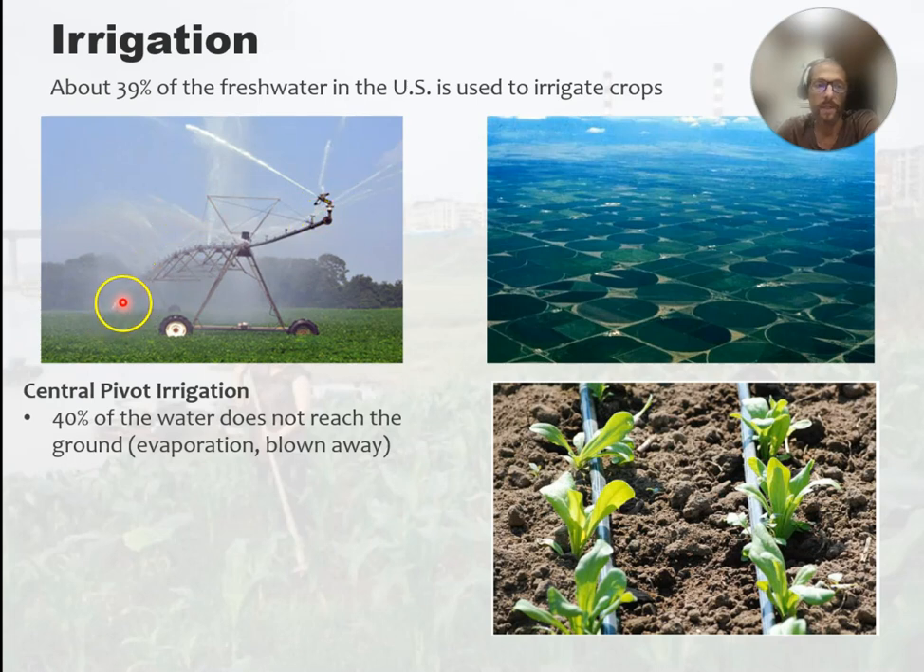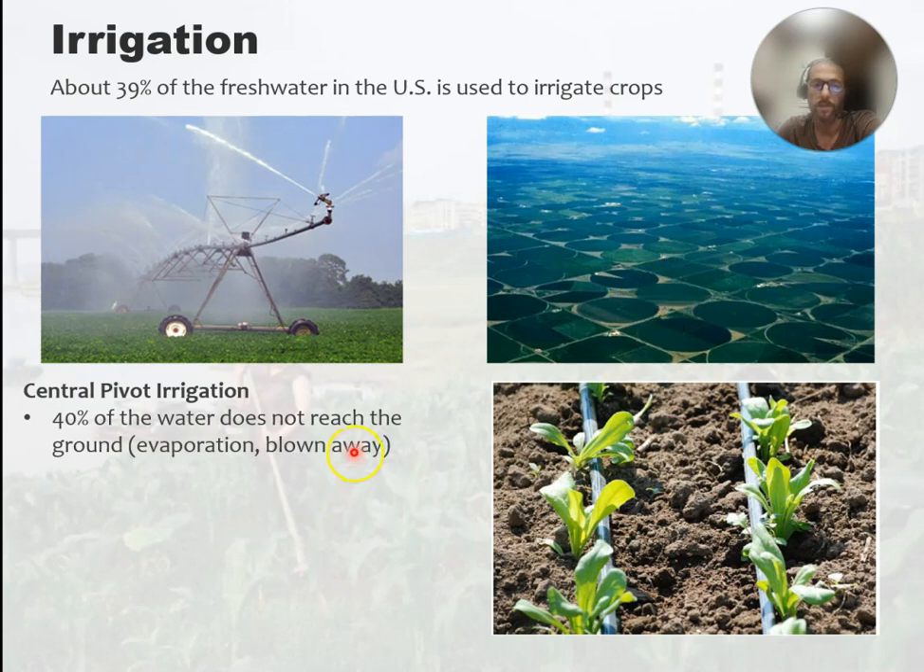There's a central pivot point down here, and this slowly rotates around in a circle and sprays water. On these images, this is right in the middle of these circles. That's where your central pivot would be, and so that's the pivot point. Then the equipment is going to rotate around slowly in one of these directions.